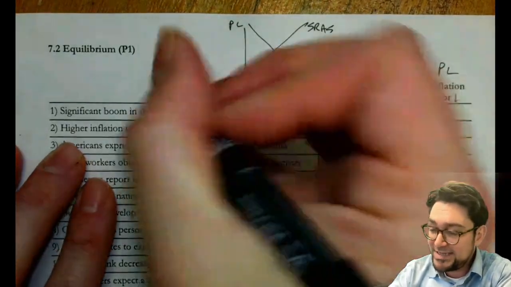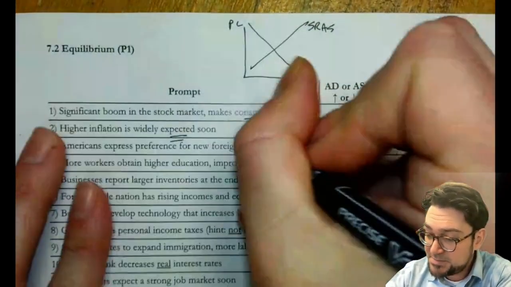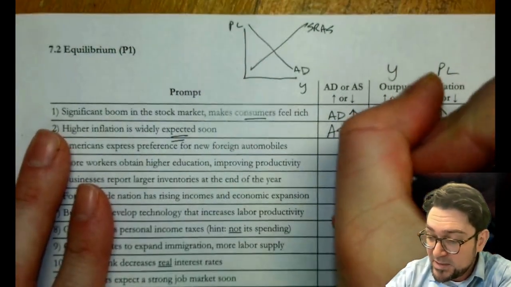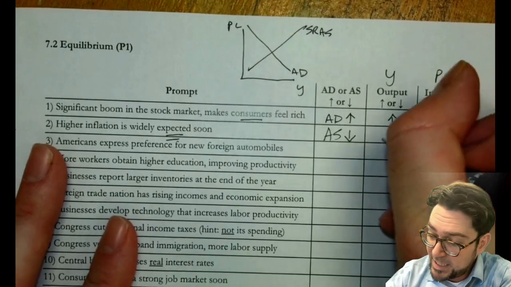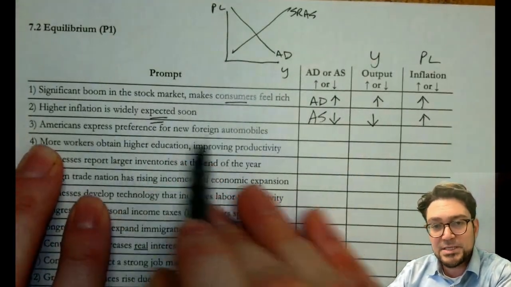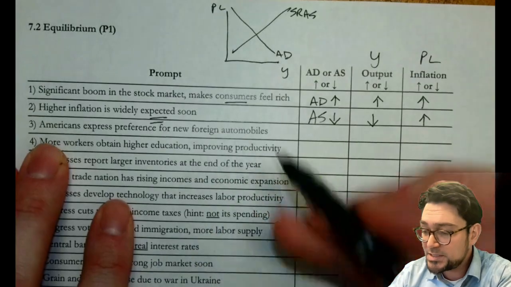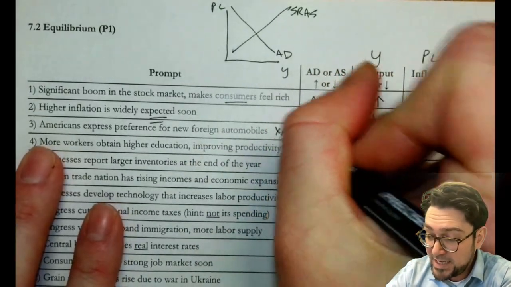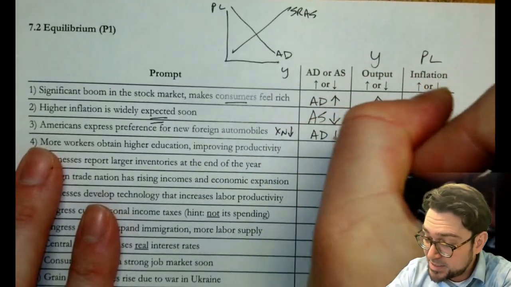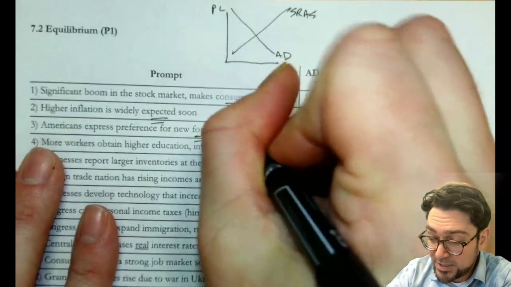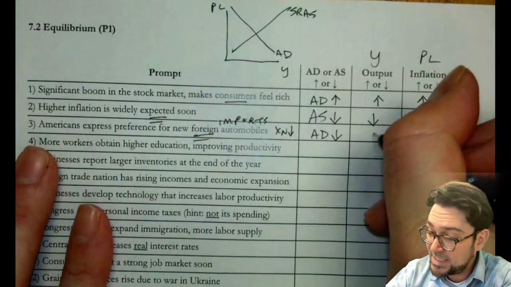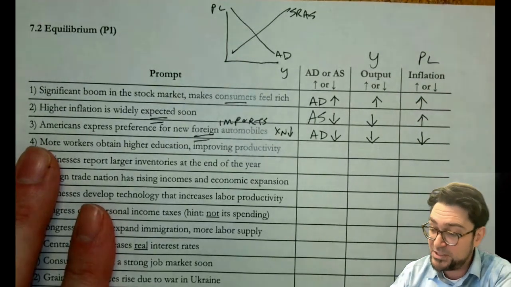Number two, higher inflation is widely expected soon. Inflationary expectations are an aggregate supply shifter, and they're going to decrease aggregate supply because of resource costs. That's going to make output go down, but it's going to make prices go up. Number three, Americans express preferences for new foreign cars. That's going to make XN go down, which means aggregate demand is going to go down. That's because we're importing these cars. Imports count against us. So imports up means net exports down, so output falls and inflation falls.